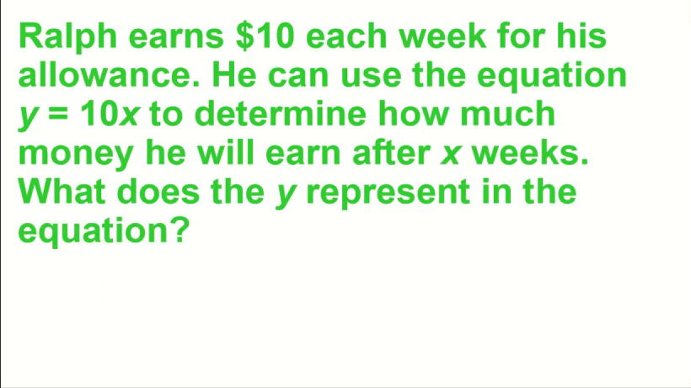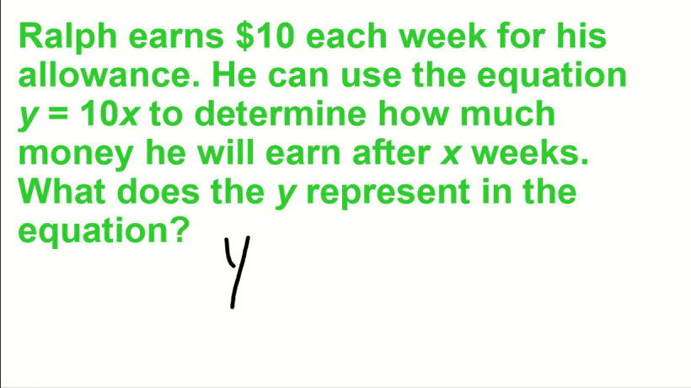All right, so this is a little bit different. Ralph earns $10 each week for his allowance. He can use the equation y equals 10x to find how much money he will earn after x weeks. What does the y represent in the equation? Sydney? All the money he makes after the week. Yeah, basically it's his total.